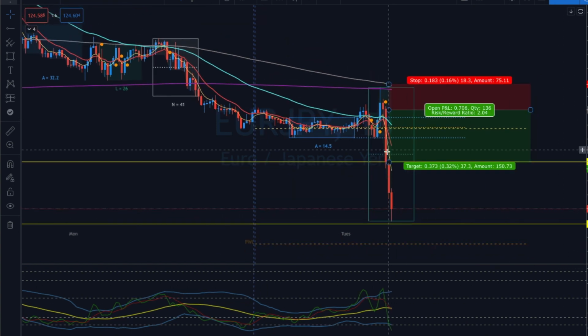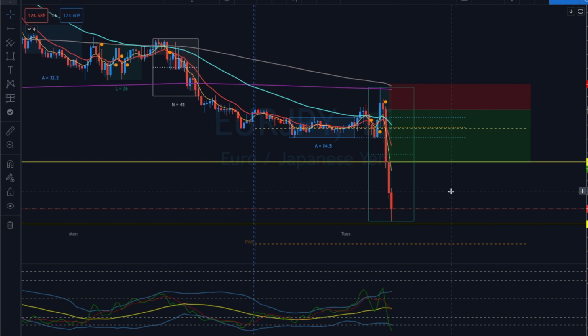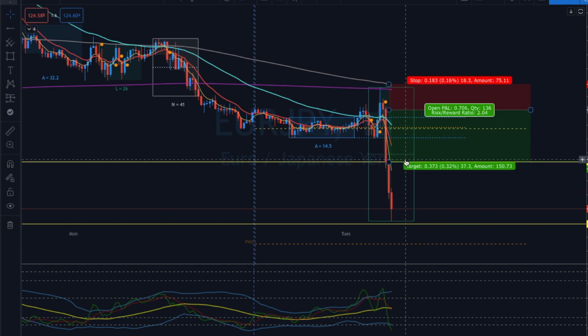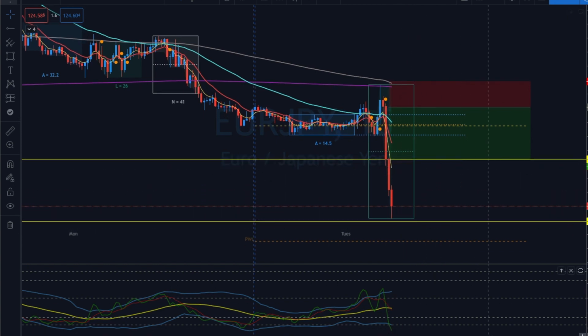So you can see in one candle, basically, boom, you're taken out of the trade, right? You go and you hit profit, and you can see 1, 2, 3 candles straight down.